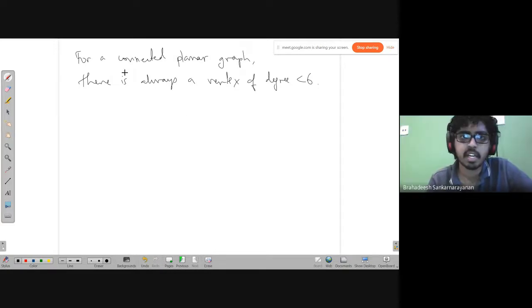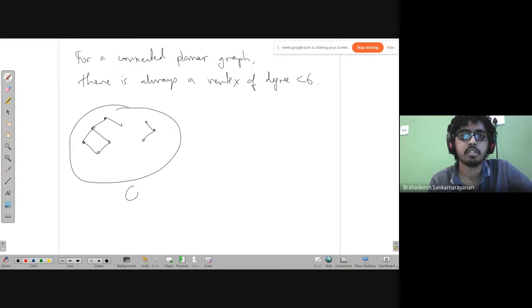Connected. So by connected, what I mean is my graph doesn't look like this. I have some pieces here, some graph like this, and like this also. So this whole thing, if I call it the graph G, then this is disconnected. This is not connected. Is the intuitive picture clear? If you want, between any two vertices, there is some path.